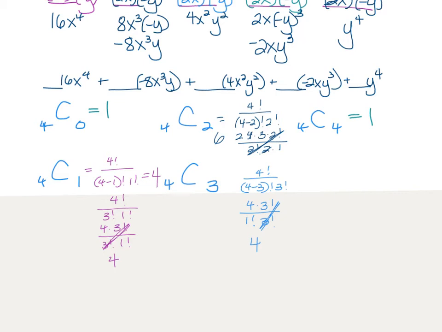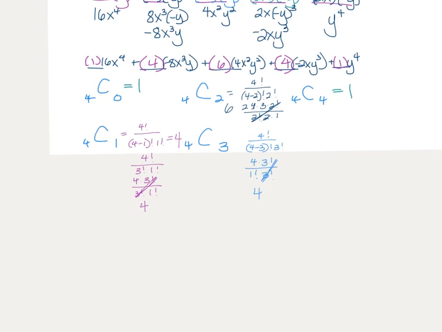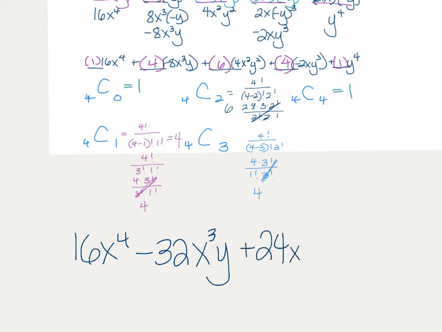All right, so now I plug in my coefficients. So the 4C0, which is our first one, was 1. Second one was 4. Third one was 6. Fourth one is 4. And last one is 1. And then I just multiply out what's left. So 16x to the 4th. A positive 4 times a negative 8x to the 3rd y becomes a negative 32x to the 3rd y. Positive 6 times positive 4 is positive 24 x to the 2nd, y to the 2nd. Negative 8x, y to the 3rd, plus y to the 4th.